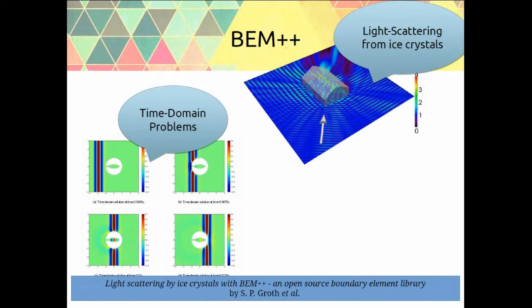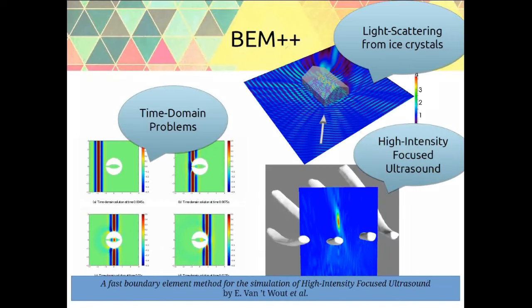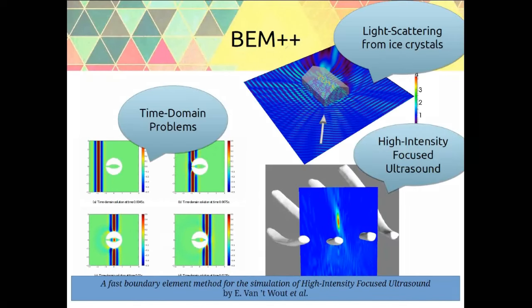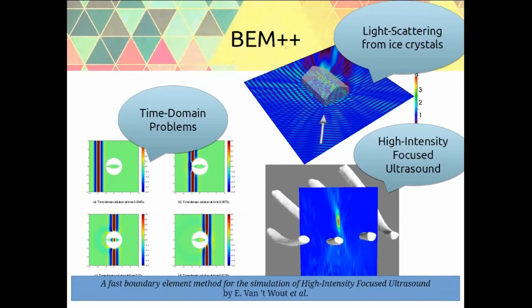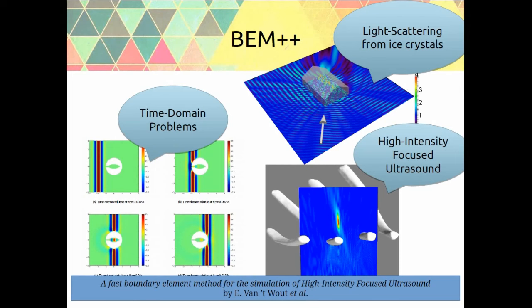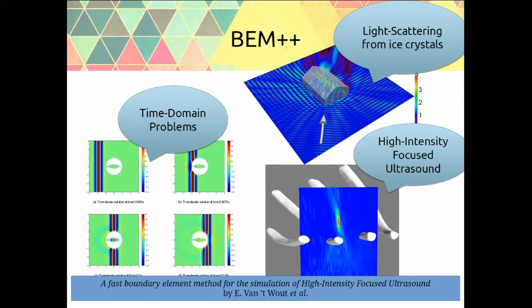Another one we have, Sam Groth in Reading has been looking at light scattering from ice crystals. So here he's got an incoming light wave and there's some scattering. And he's used BEM outside and BEM inside for this example. And here is some high-intensity focused ultrasound, which is Elwin's work, who's here. So this is a rib cage, and if you have some high-frequency waves coming in, this is the scatter you get, again, just using BEM.